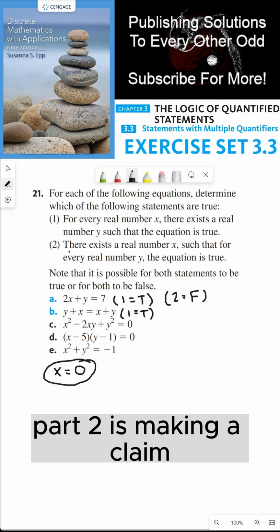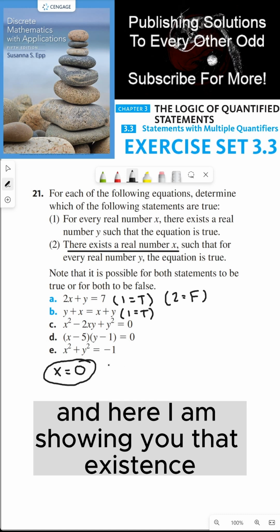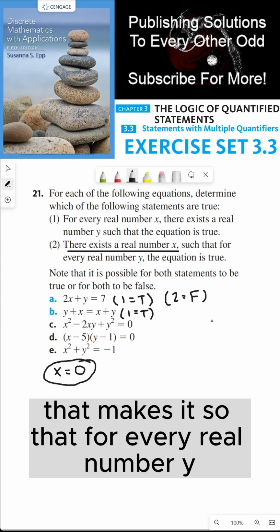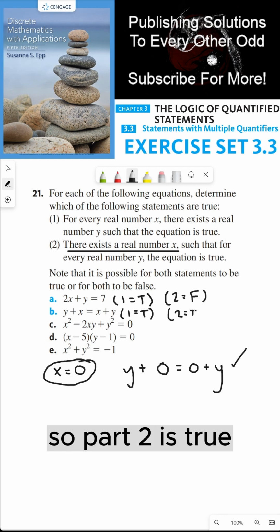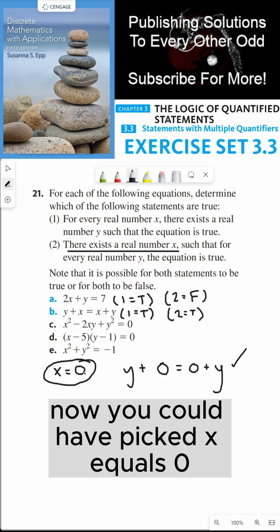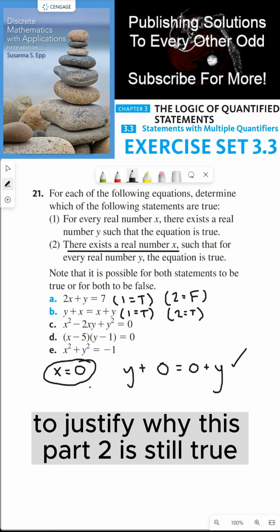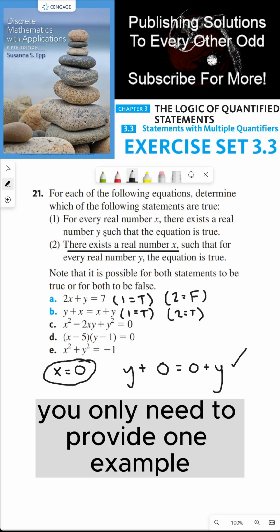Part 2 is making a claim about the existence of a number, and here I am showing you that existence. x equals 0 is the special x value that makes it so that for every real number y, y plus 0 equals 0 plus y. That's true. So part 2 is true. Now you could have picked x equals 0, but you could have also picked x equals 5 to justify why this part 2 is still true. But to prove that an existentially quantified statement is true, you only need to provide one example.